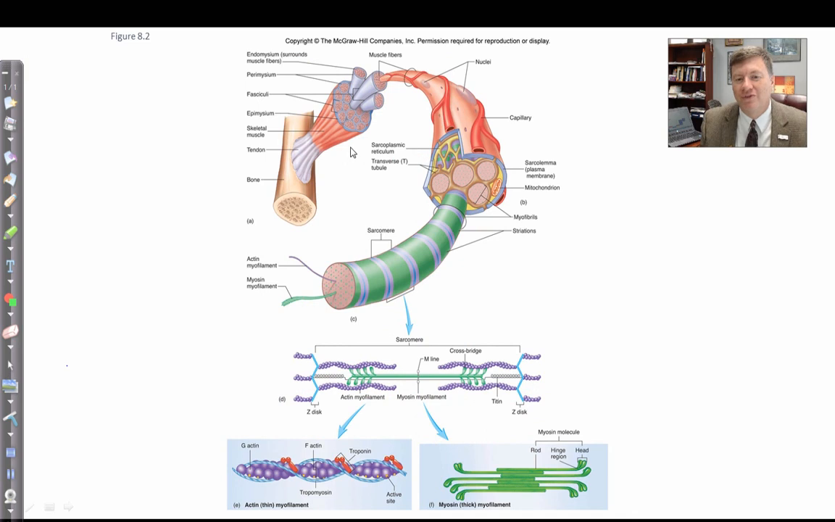Okay, just one more view of the same thing. This is just showing you kind of a pulled out version. This whole thing is a muscle fiber. Here is an actin and myosin filament within a particular myofibril. You see the sarcomeres represented here as those dark and light bands repeating over and over again.